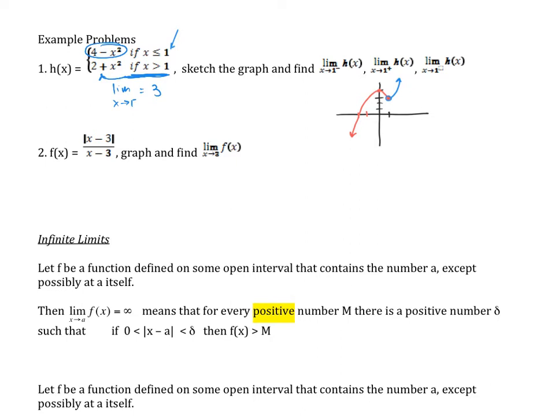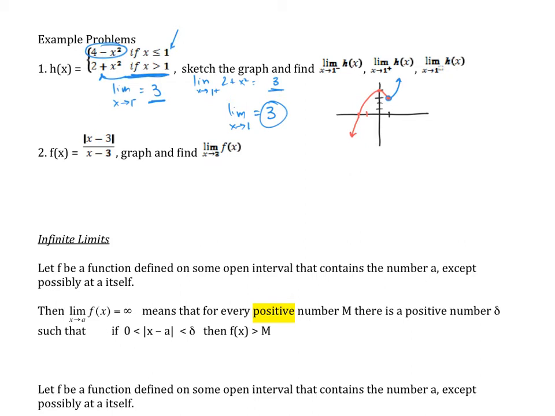So over here, you could say the limit as x approaches 1 from the right of 2 plus x squared. You're going to plug it in, and you're going to get 3 as well. So the limit from the left, limit from the right, that means the limit as x approaches 1 will be 3 as well.